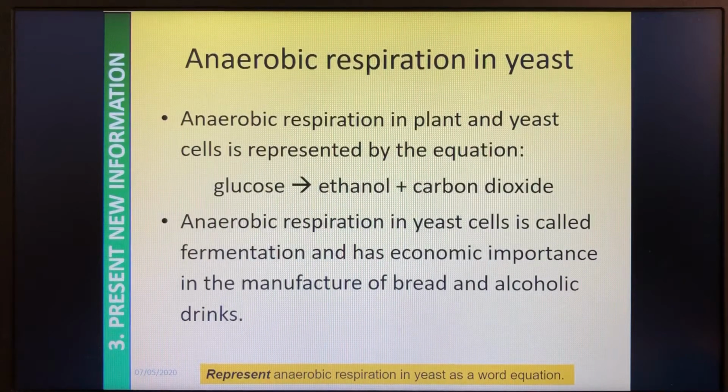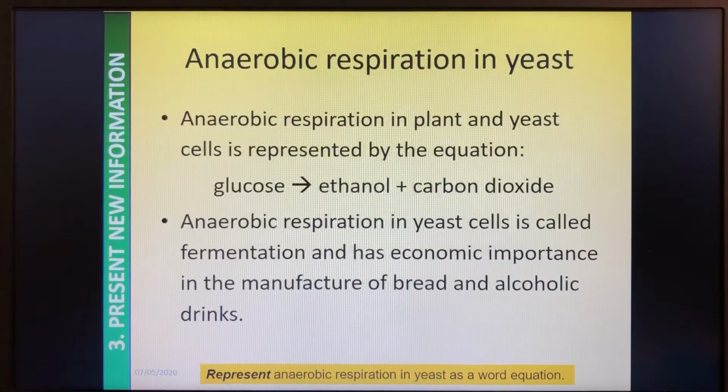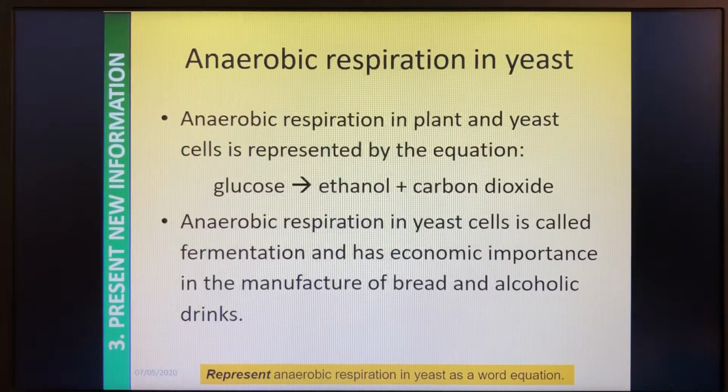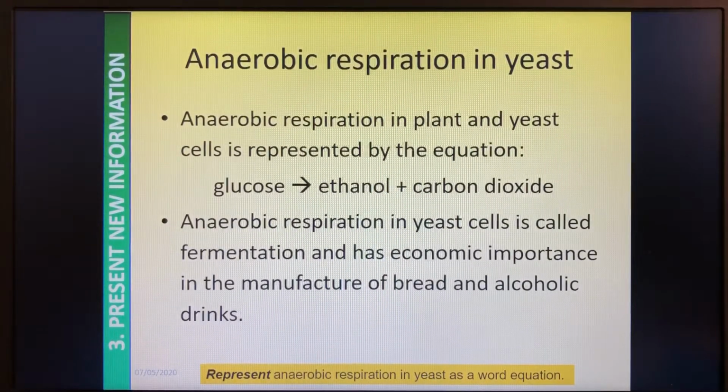So we do need to write some notes from this page please. Anaerobic respiration in yeast cells is called fermentation, has economic importance in the manufacture of bread and alcoholic drinks. So we put yeast into our bread, and the yeast anaerobically respire, producing that carbon dioxide which causes the bread to rise, and the yeast in the production of alcohol forms that ethanol. Okay, so we're going to write those notes, and if you need extra time on that page, then pause now.